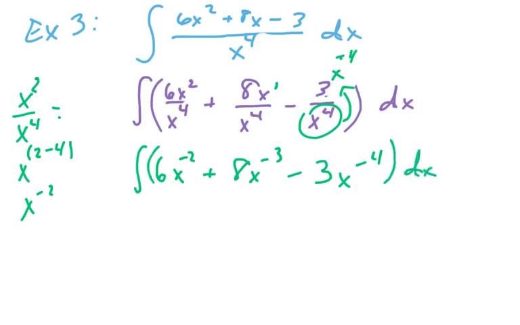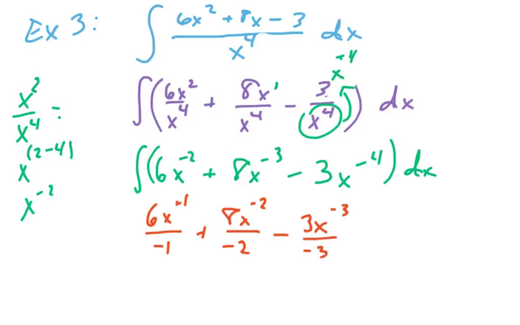Okay, now we're dealing with a lot of negative exponents here, but we're still just using our power rule as we've done for all of our other problems. So that 6 stays, x to the -2nd, we add 1. So -2 plus 1 is -1, divided by that -1, plus 8, the coefficient stays. X to the -3rd is going to become, well, -3 plus 1 is -2, divided by -2. And then x to the -4th, add 1 becomes -3, divided by -3. And as always, can't forget about our plus c.